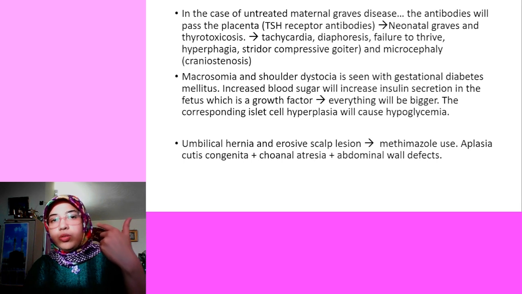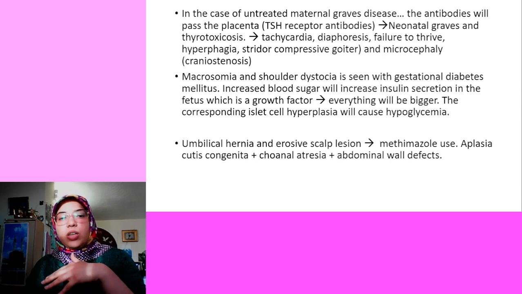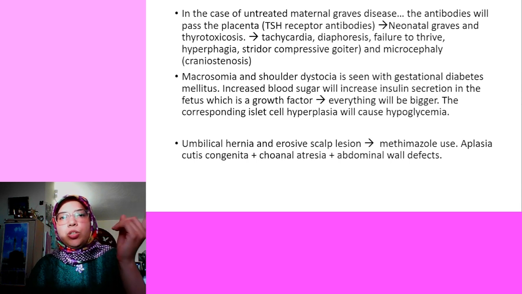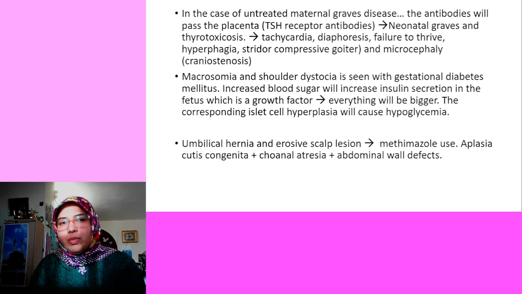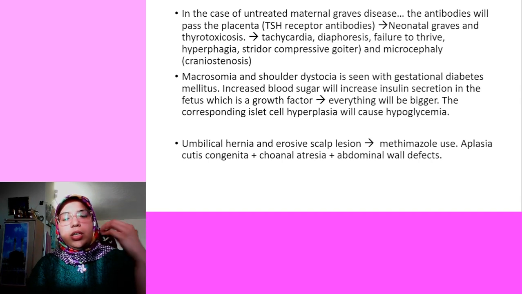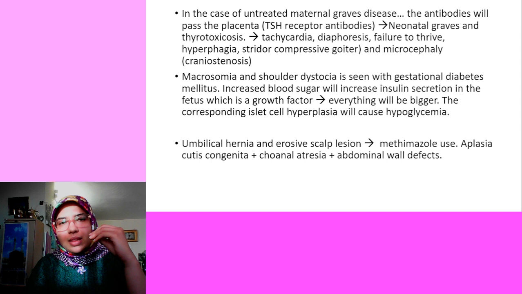Macrosomia and shoulder dystocia, that will be occurring with gestational diabetes. Remember, we said high blood sugar in the mother is going to go into the fetal circulation, and in response, you're going to have insulin. Insulin is a growth factor for the fetus. Everything is going to be bigger. Macrosomia, shoulder dystocia, etc.